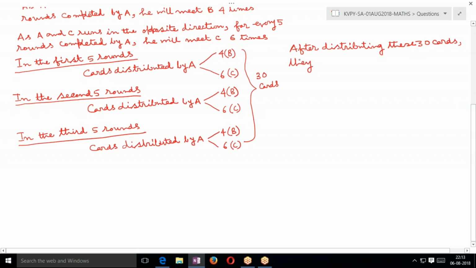They are in the same point again. So how many cards are left? There are 3 more cards left. So 3 more cards. So A needs to distribute 3 more cards.